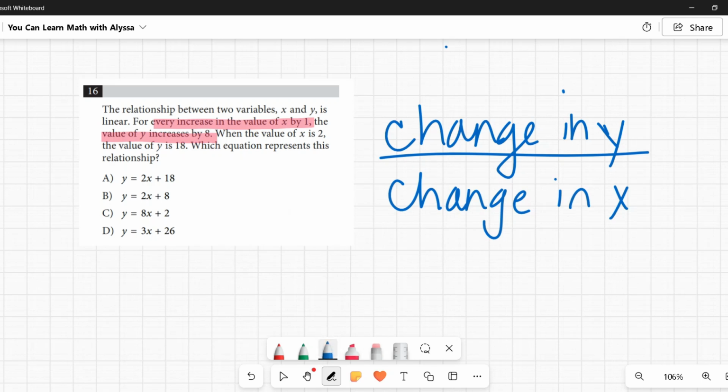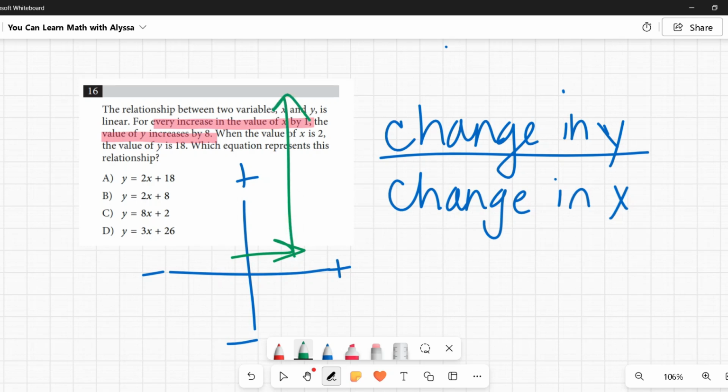Well, they're telling us right here that the x value is increasing by 1. That number is going up by 1. So on the xy graph, it's going this way by 1. And every time that happens, the y is increasing by 8. So the change in x, the one on the bottom, is a positive 1. It's increasing in value by 1. And on top, the change in y is a positive 8. Okay, so this is 8 over 1, or just 8.